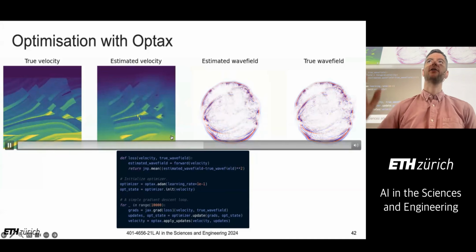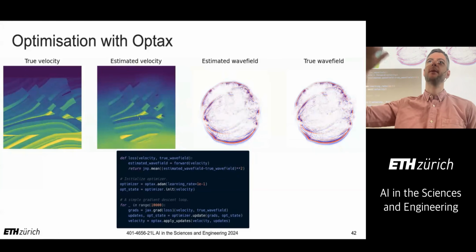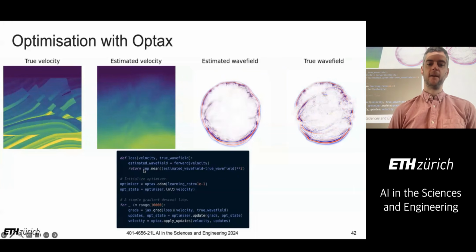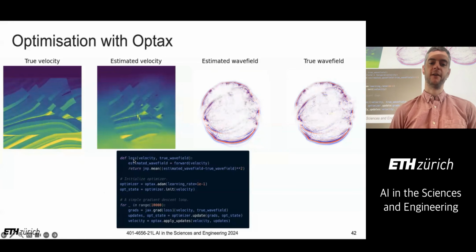What's nice is I already showed you the code for doing the forward simulation. It was maybe 50 lines of basic NumPy code. This is all that I need to add to be able to solve the inverse problem. I just define the loss function, which takes in my guess of the velocity and the true wave field measurements, and calls the forward function. So this calls that finite difference solver to get the estimated wave field. And then we just match the estimated wave field to the true wave field.